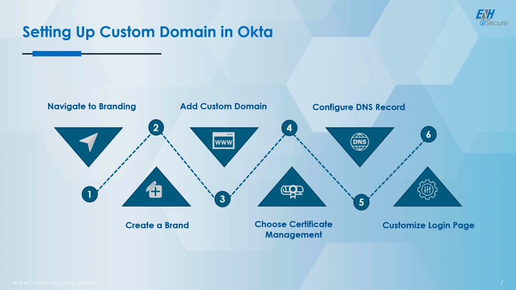Here is a step-by-step process to configure Okta with your organization's unique domain. Navigate to branding. The first step in implementing a custom domain with Okta is to navigate to the customization brand section in the Okta admin console. This is where all branding and customization settings are configured, including the custom login page and domain settings.